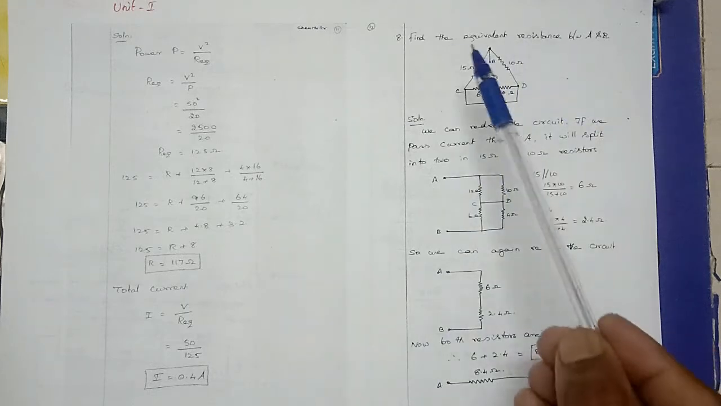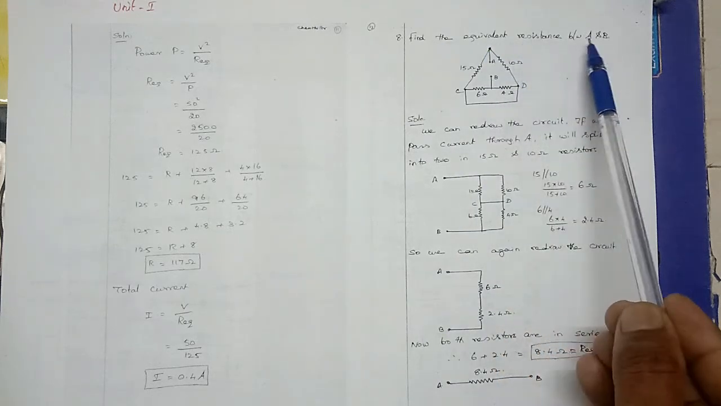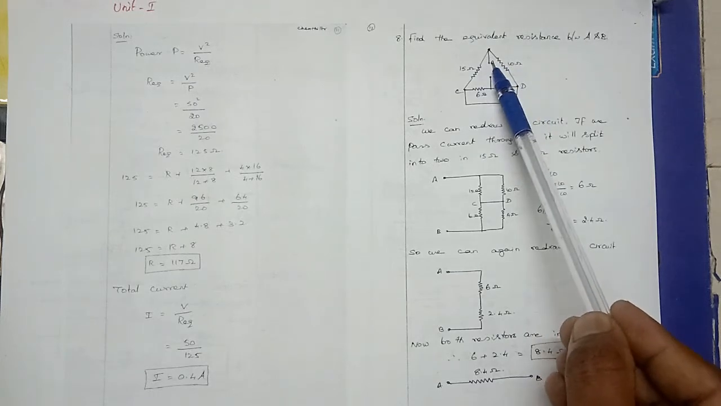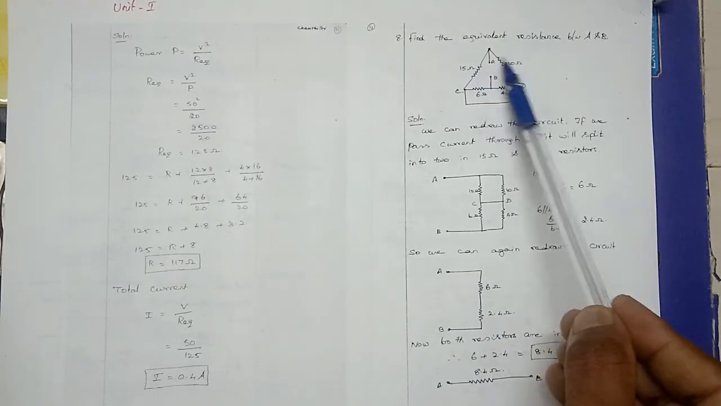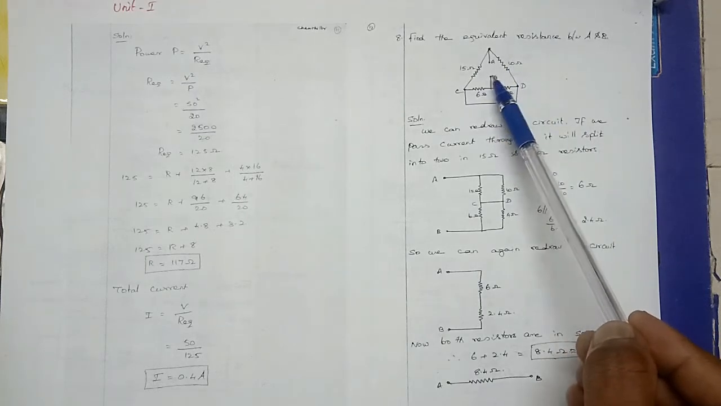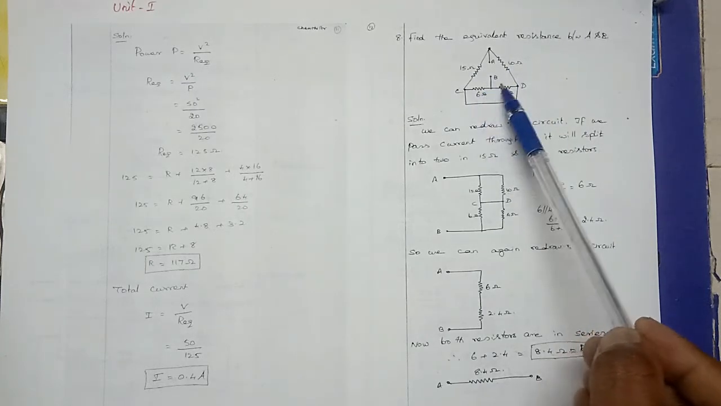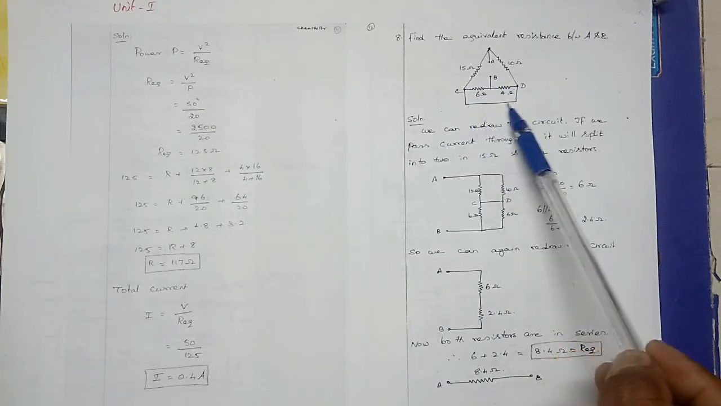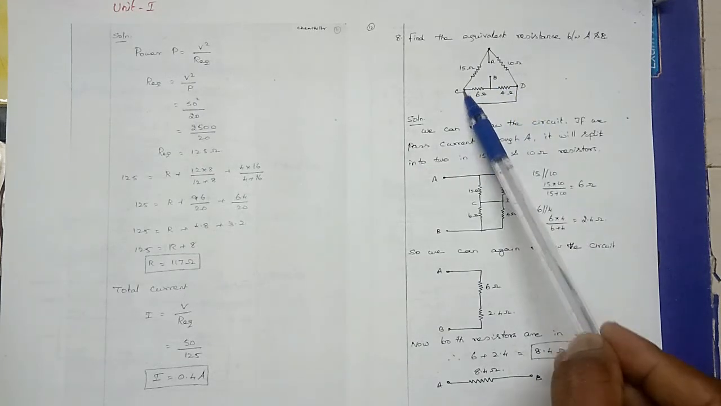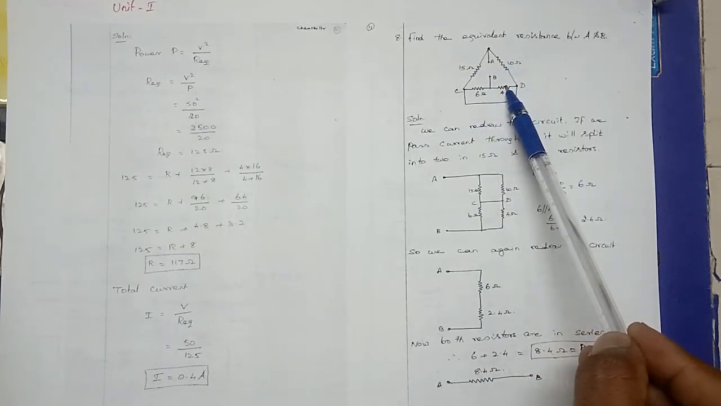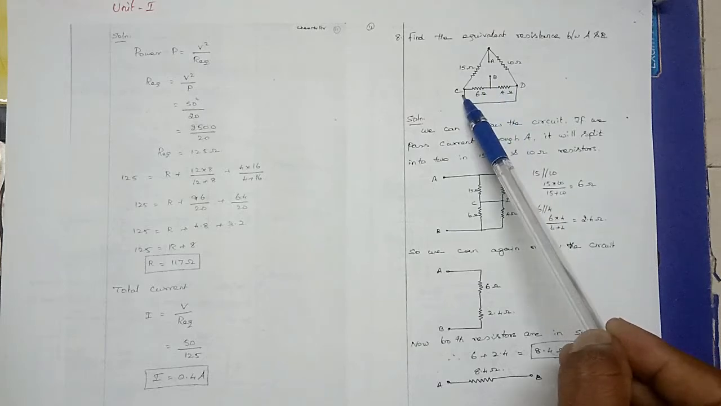Now check out this last problem. Find the equivalent resistance between A and B. So A is here, B is here. So if you are applying a current through A, it will be splitting between these two. So these two are in parallel. Similarly, if you are supplying a current through B, it will be splitting between this and this. So these two are in parallel. Due to the presence of this, you can say both are in series. So this parallel combination and this parallel combination, both will be in series.